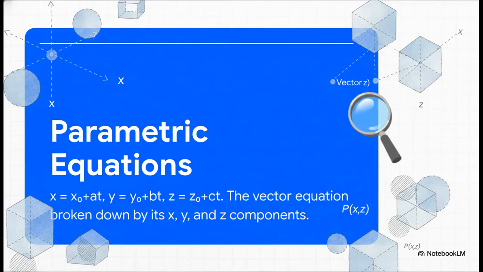Now check this out. The parametric equations might look new, but they're not. We've literally just taken that vector equation and broken it down piece by piece. The x-coordinate of any point on our line is just the starting x-coordinate plus t times the x part of our direction. And it's the same for y and the same for z. It's the exact same information, just spelled out for each coordinate separately.